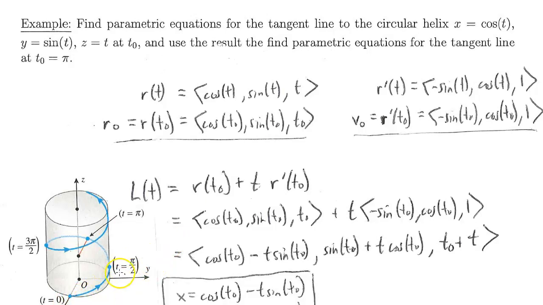Okay, and the question is, what's an equation? What are parametric equations for that tangent line? Now, if you're at a different point, let's say you're right here at pi, and we're going to ask about this pi in a second, the tangent line will look something more like this.